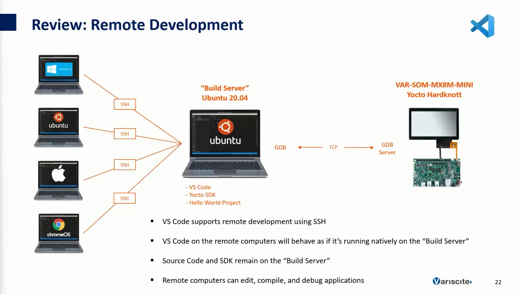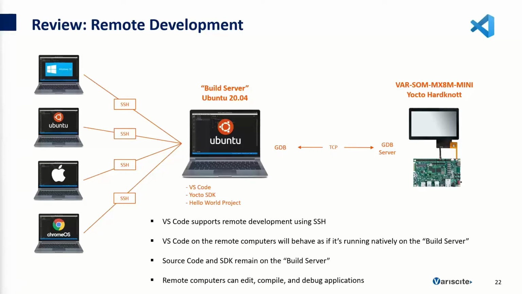In the previous webinar, we also demonstrated a neat feature about Microsoft VS Code. Again, it supports remote development using SSH. So basically, this allows you to use your Windows or Apple-based laptop for code editing while using the resources and SDK available on a more powerful Linux build machine. To summarize this feature, basically any Windows, Ubuntu, or Apple computer can connect to a Ubuntu machine using SSH. And then VS Code will behave as if it's running natively on that development machine.